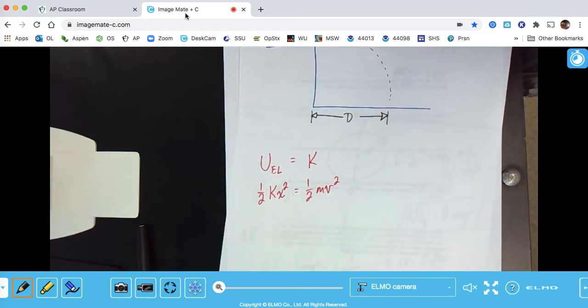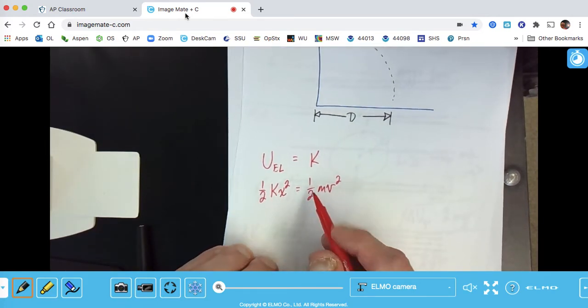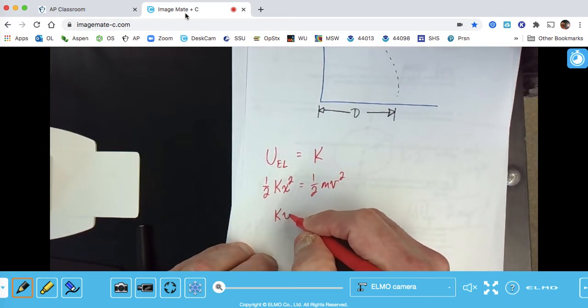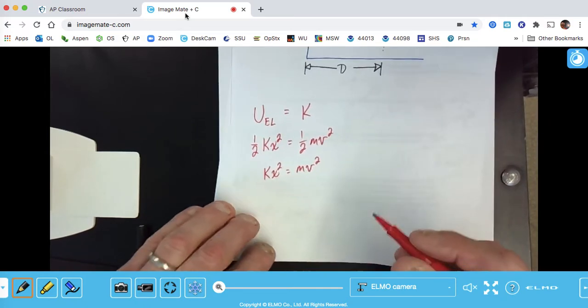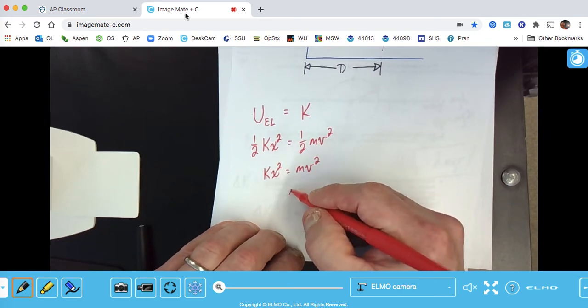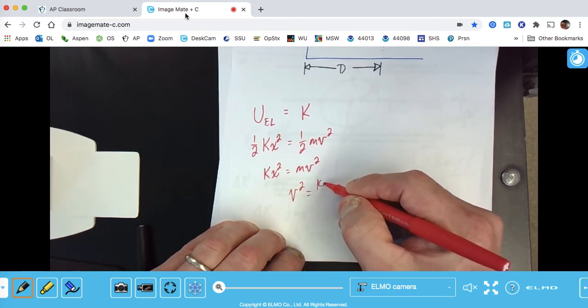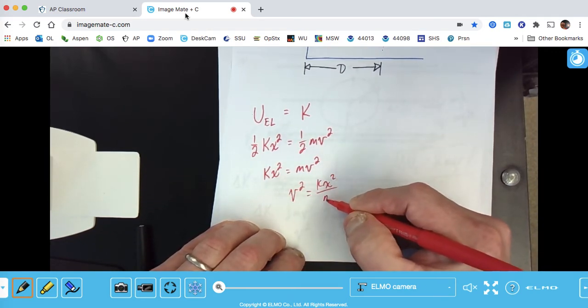Well, let's simplify that. I see fractions, I don't like them. So I'm going to multiply both sides by 2. And I get k times x squared is equal to m times v squared. How will the velocities compare? Divide by m. V squared is kx squared over m.